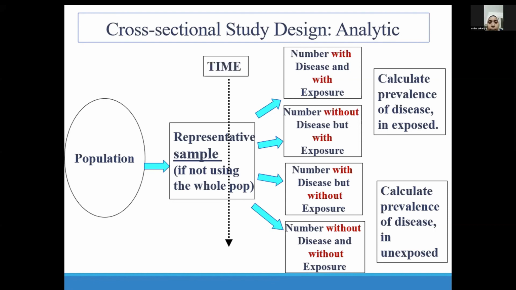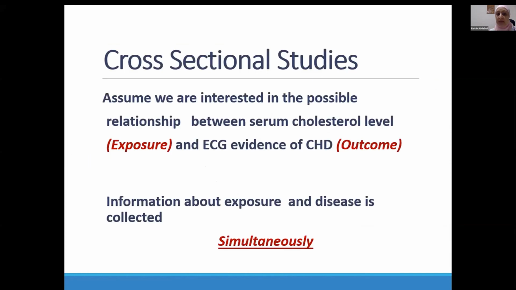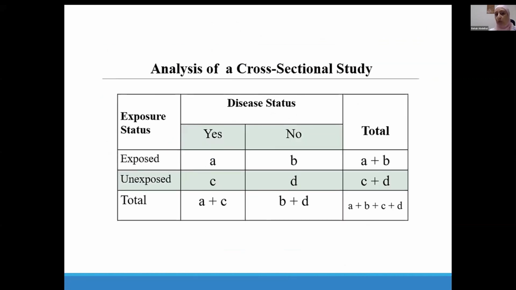Thank you for that. So, in cross-sectional studies, we are interested in a possible relationship between serum cholesterol level as my exposure and the ECG evidence of coronary heart disease as my outcome, and I collect information about exposure and outcome simultaneously. The results of my study would look like this 2x2 table. Now, I'd like to spend a few minutes on this table because you're going to see this table all the time with me.